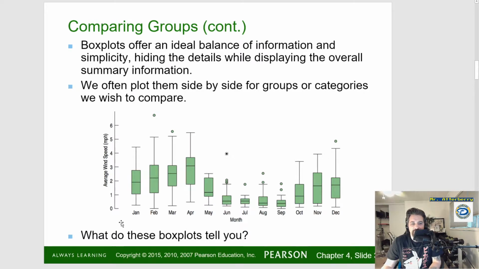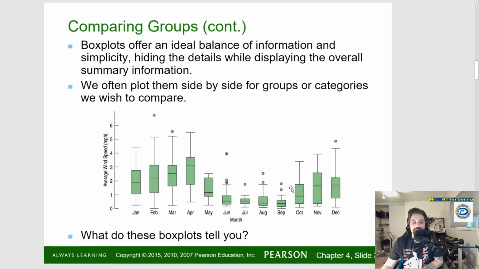The big question is, what do these box plots tell you? What they tell me is there's a lot of change going on throughout the year. In the winter into the spring, it's pretty windy. Then it drops off in May, and it keeps dropping off, and by September it turns around into October where the wind starts picking up again.